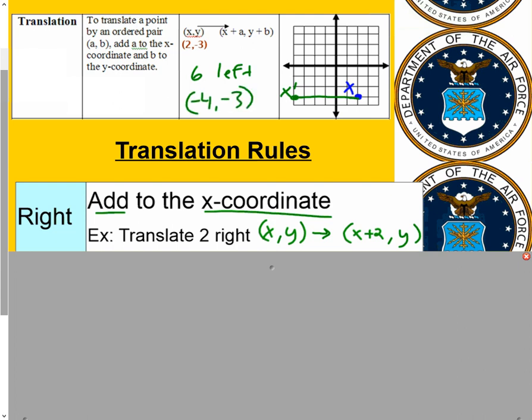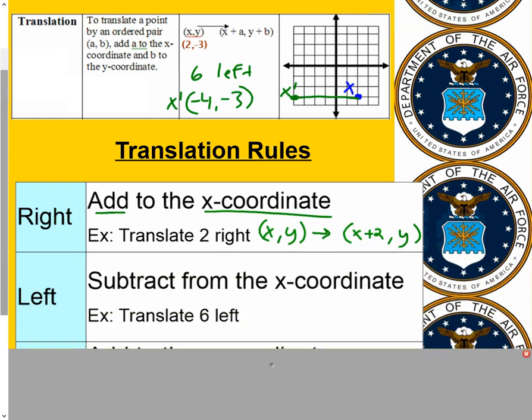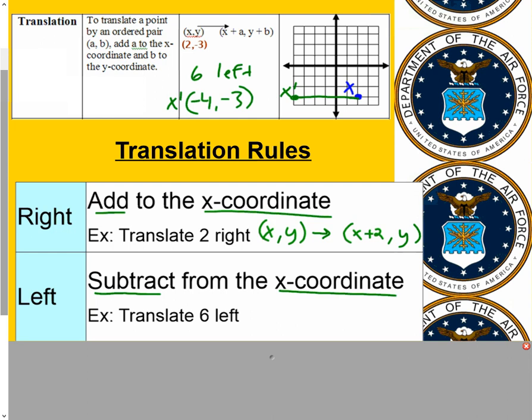So you may notice that, again, the y value stayed the same, but the x went down 6. So if you're moving to the left, you subtract from the x coordinate. You're going towards the negatives, you subtract. So translating 6 left would go from the point x, y, whatever it is, to x - 6, and the y stays the same.